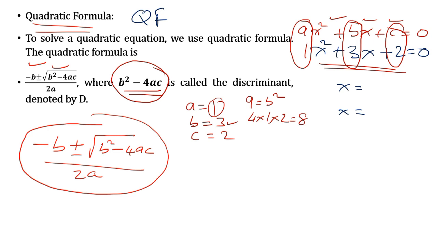Now we can find out what is b square minus 4ac. B square is 9, minus 4ac is 8. So 9 minus 8 is equal to 1. So now you can put it in this formula. What is the formula here?